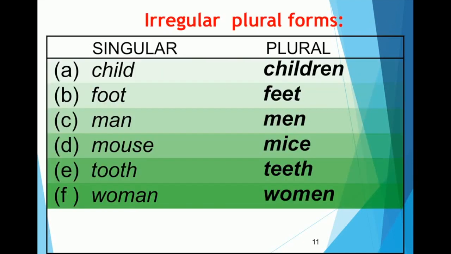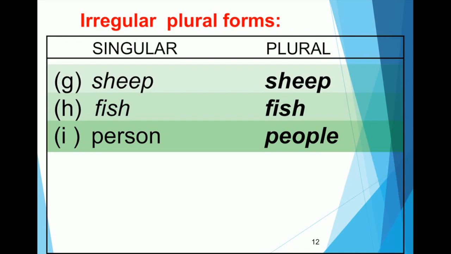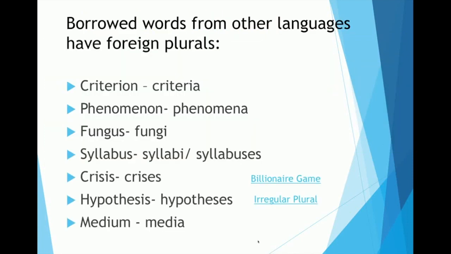Irregular plural forms: child, children, foot, feet, man, men, mouse, mice, tooth, teeth, woman, women. Let's see some more. Sheep, sheep. Fish, fish. Person, people. If you look in your book, you will find a complete list of irregular plural forms. We also have borrowed words from other languages that follow foreign plurals. So in your book too, you have a complete list. Here I only have some examples.